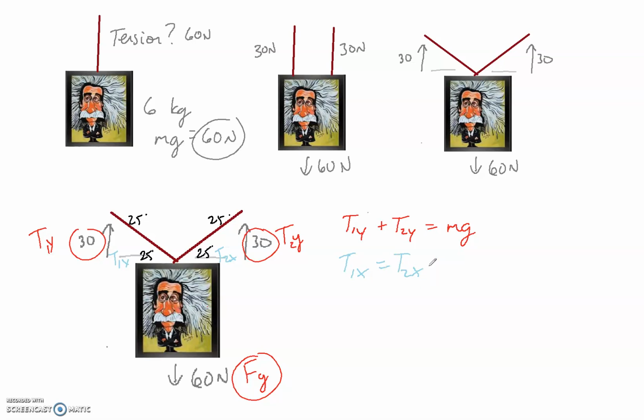It's like a Newton's third law type of thing. One's pulling left, so the other one pulls right, the other one's pulling right, so the other one's pulling left. They have to balance each other out. So those two tensions have to be equal to each other.